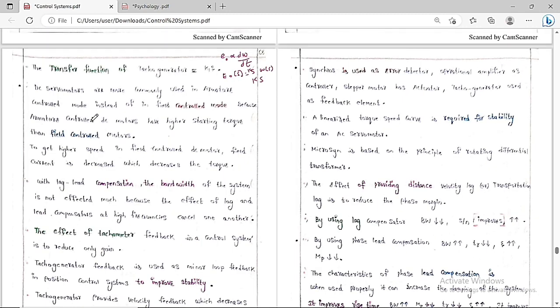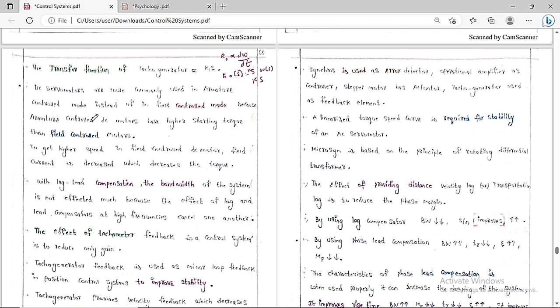The next point is, these servo motors are more commonly used in the armature control mode instead of the field control mode, because armature control DC motors have higher starting torque than field control motors. So listen carefully. To get higher speed in a field control DC motor, the field current is decreased, which is going to decrease the torque.